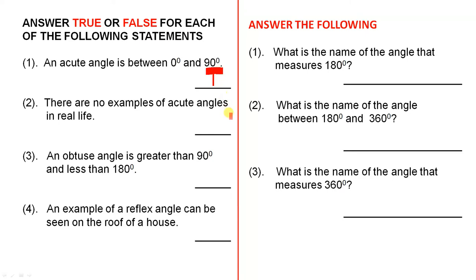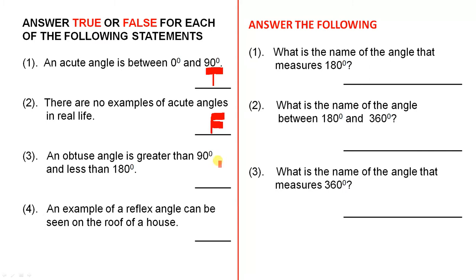Number 2. There are no examples of acute angles in real life. True or false? That is false. Earlier in this video we saw a perfect example of an acute angle. If we looked at the two arms of the clock, the acute angle was the small angle between those two arms.